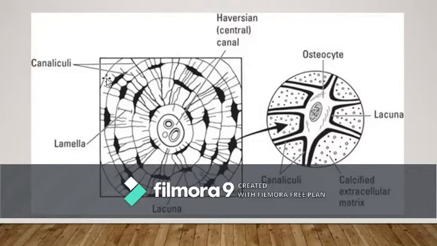So another important part, we have here the canaliculi. The osteocytes are trapped in the lacuna, right? So they may gain access to the tissue fluids through tiny canals. These tiny canals are called canaliculi. So the canaliculi penetrate the lamellae. So this is one way to distribute the nutrients going to the osteocytes.